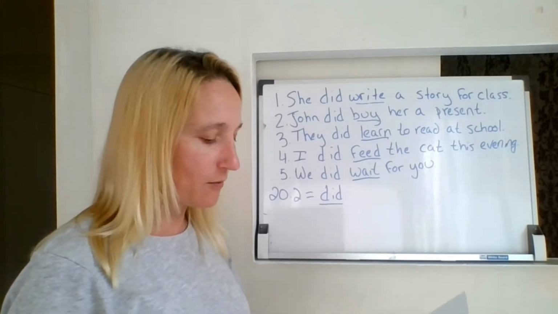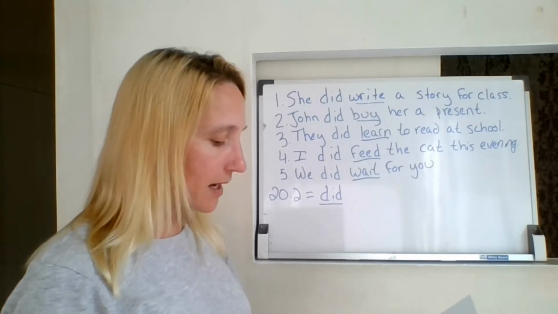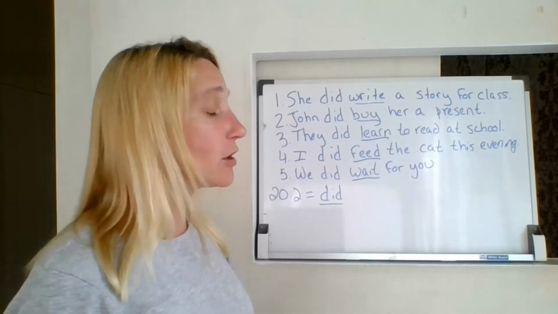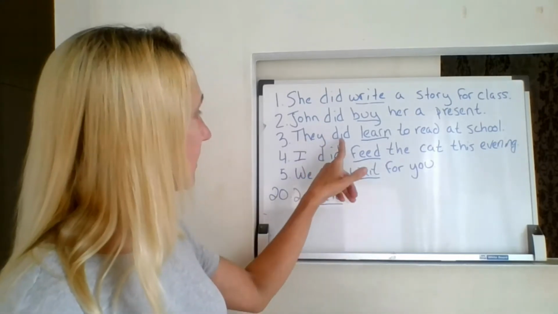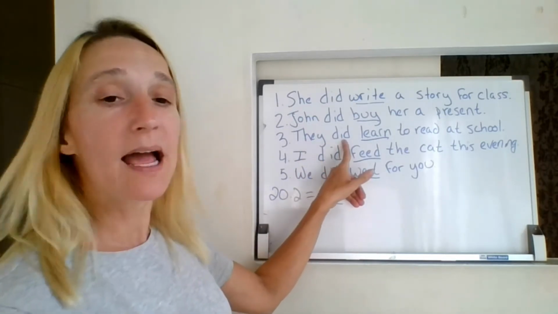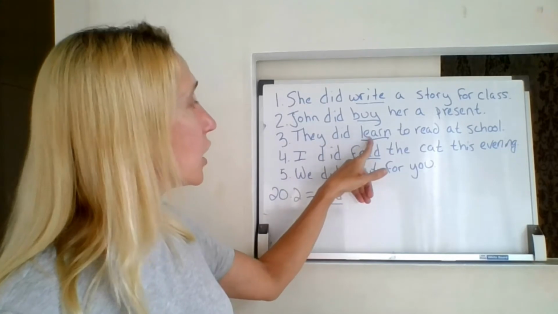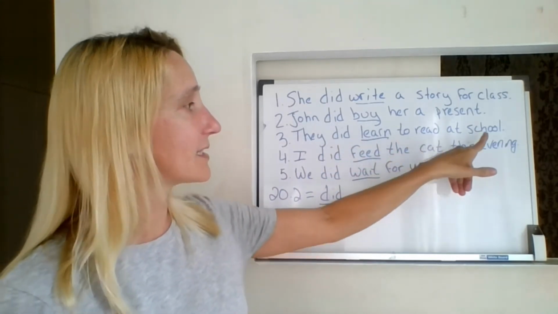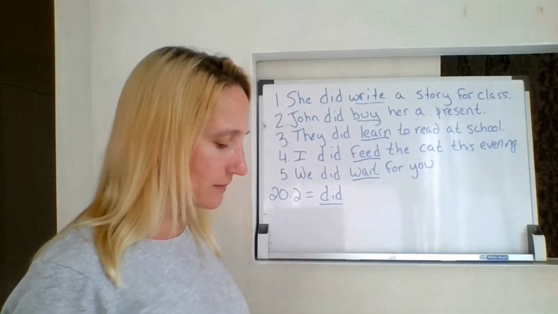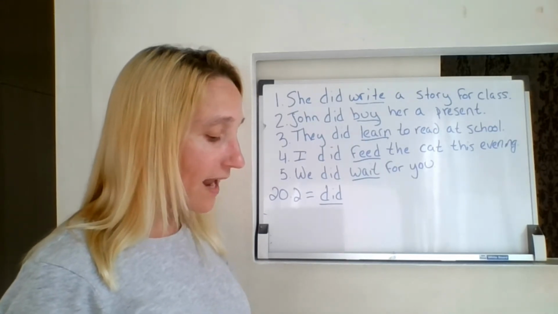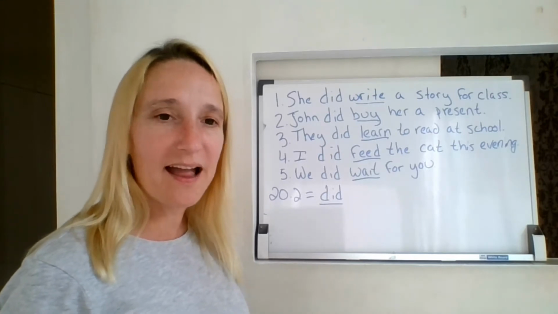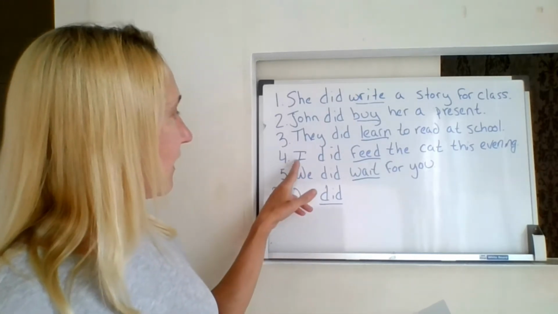Did is where you emphasize. Number 3, they learned to read at school. Learned was past tense. We added the did. They did. Now it goes to present tense. They did learn to read at school. So they did learn to read at school. I fed the cat this evening. It's what number 4 says. I fed the cat this evening. Fed.